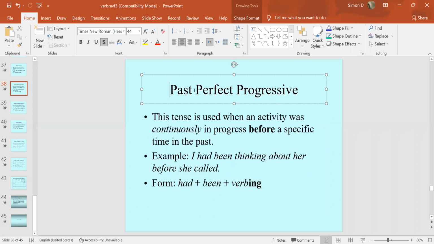So past perfect progressive. Okay, so continuous action before a particular specific time in the past. Okay, the specific time refers to when she called. Okay, before that, what was the continuous action that was happening? I hope all of you are getting it. Okay, any questions, please ask me.